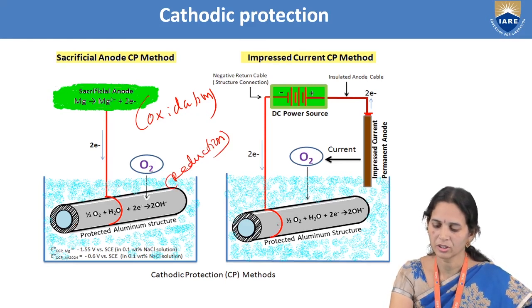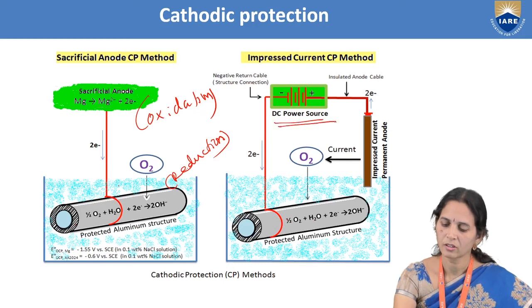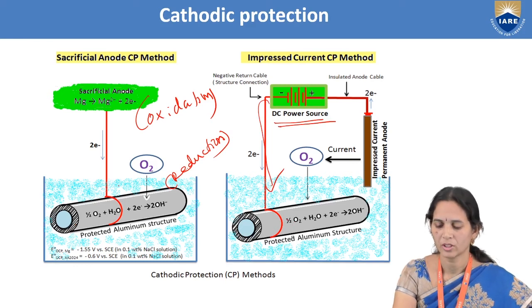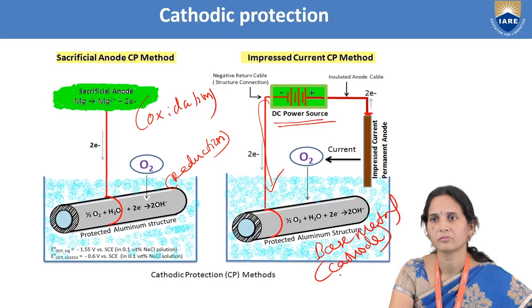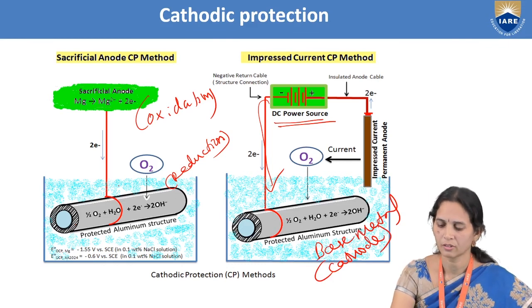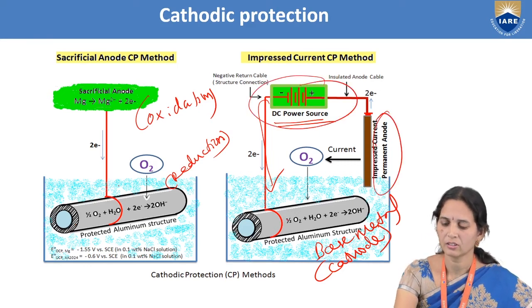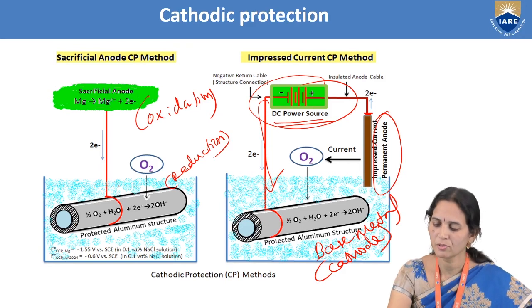In the impressed current cathodic method, you are taking an aluminum structure here that we want to protect. We are connecting it to the direct current source. We are supplying the current to the base metal. Now it behaves as a cathode. To the negative pole of the battery, we are connecting the base metal. To the positive pole, we are connecting the anode.